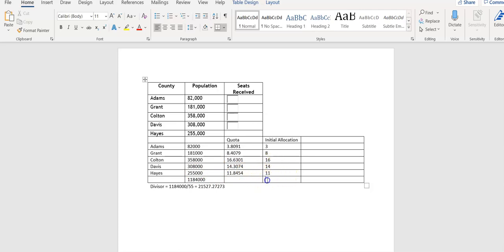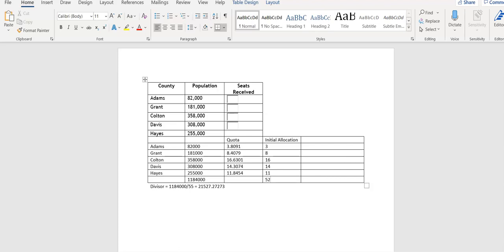Now we add this up. We're supposed to allocate 55 seats. Let's see how many we have managed to allocate in all of these numbers. So if I add these up, that is 52. I am 3 seats short of allocating 55 seats.